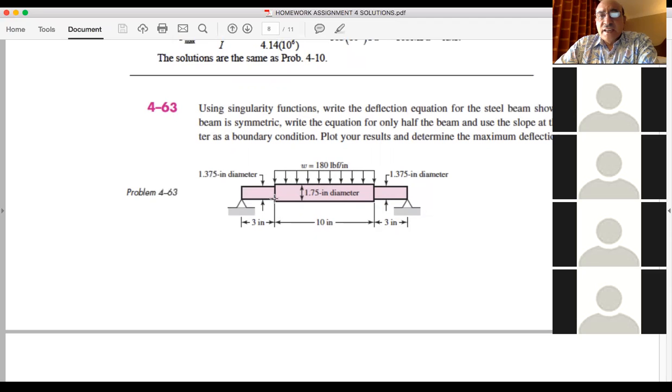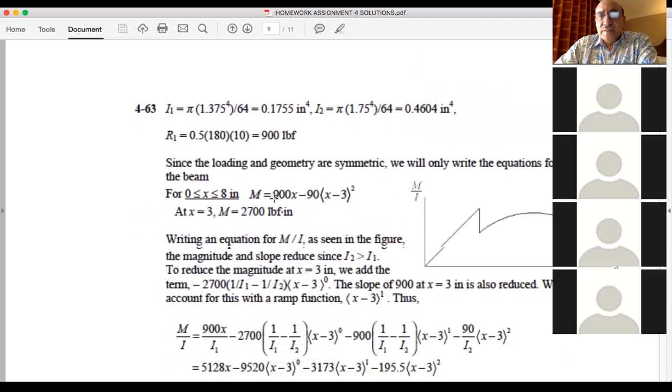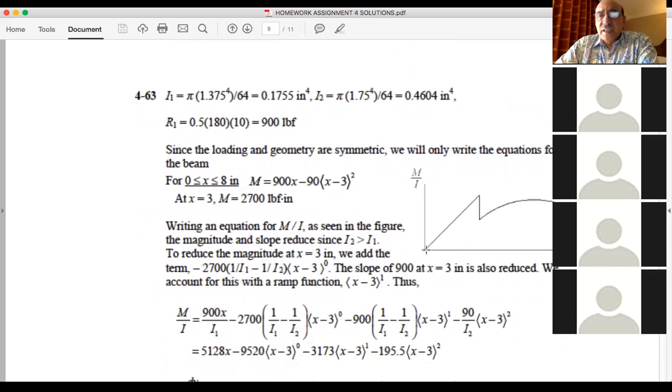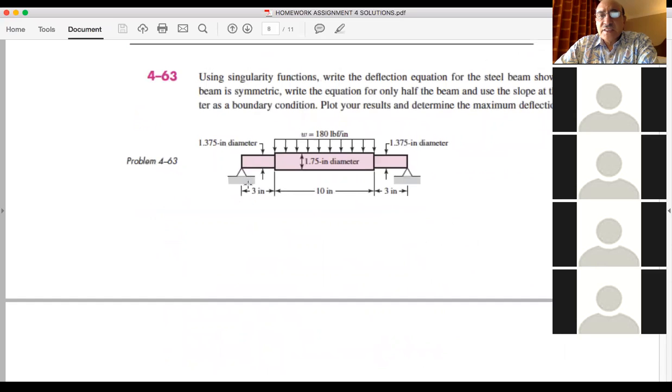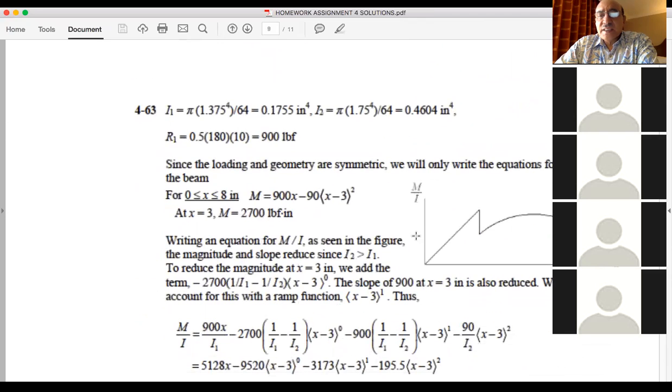In this case, we have to notice that the moment is going to be linear on the left, because on the left we have a reaction. The reaction times the distance is going to give us a linear function for the moment. Then at that step, there's going to be an additional moment that is quadratic, coming from the distribution of forces. But if we divide M over I, the cross-sectional area will change, and therefore the second moment of area will increase, and therefore we have a step down because of the change in the second moment, and so on.